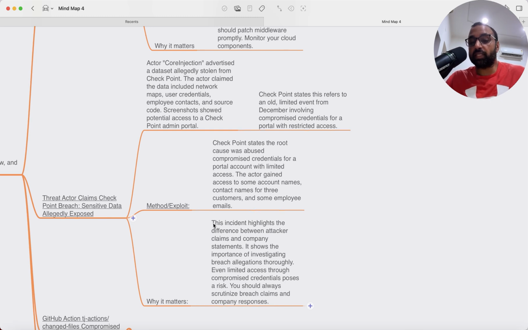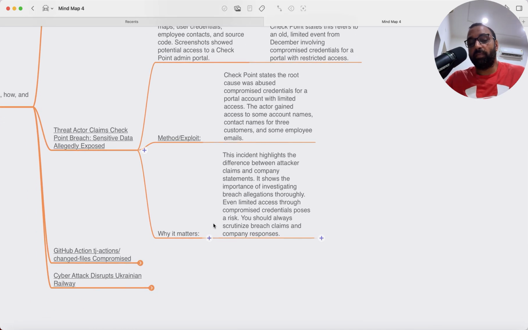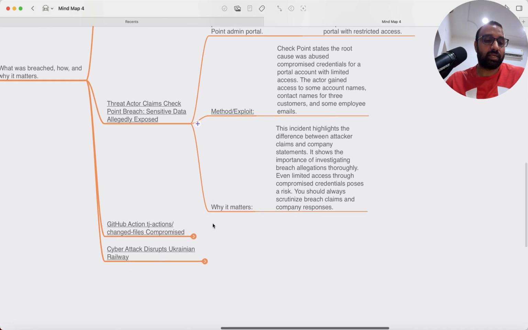The actor gained access to some account names, contact names for three customers, and some employee emails. And it's important to realize that what the actor is saying versus what the company is saying is a bit different. And also, investigations have to be properly done. It would have been better if Checkpoint knew of the attack and notified their customers proactively.